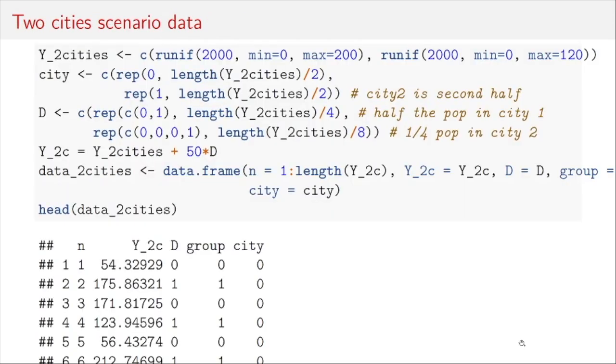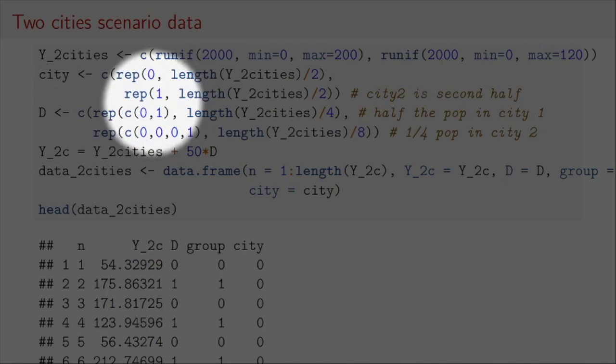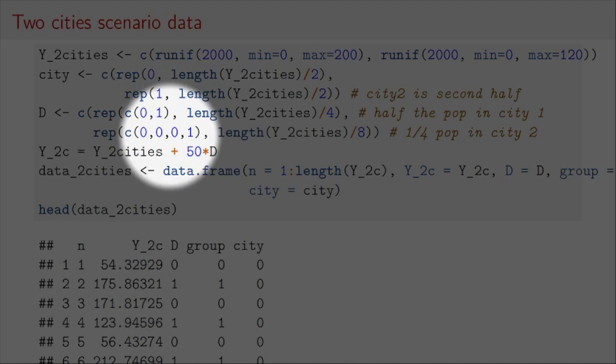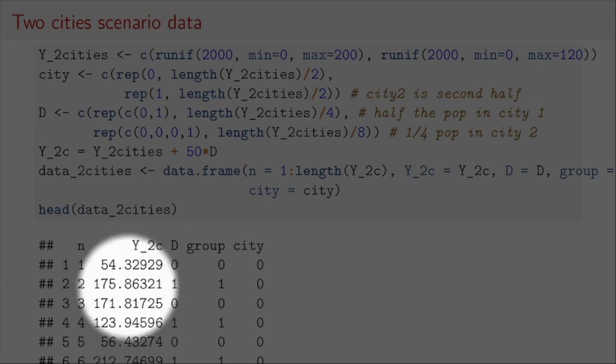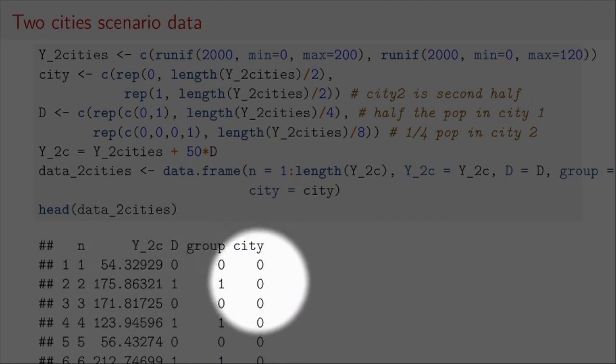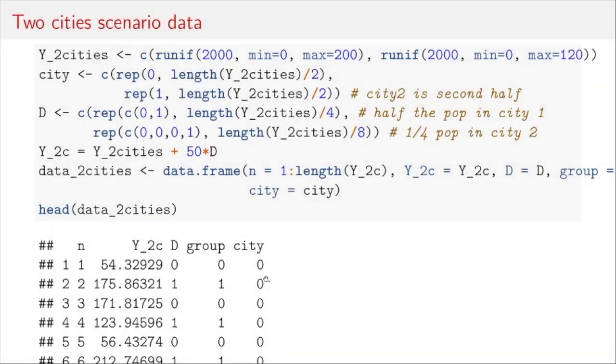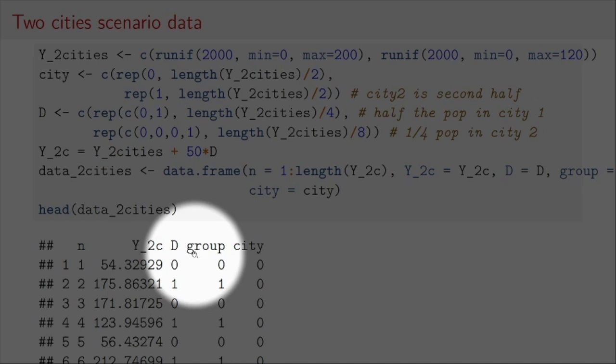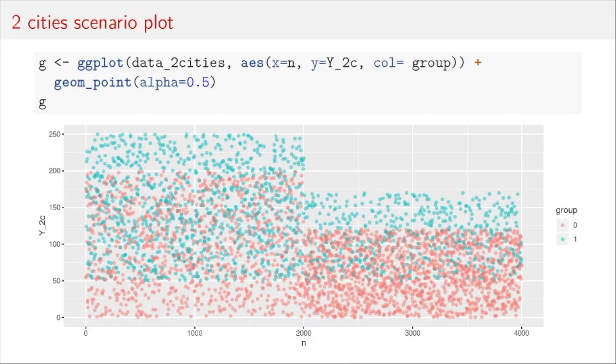So here is the code that simulates this. You have 2,000 people in each of the 2 cities, the second one having slightly lower incomes. And in the first city, every other person receives the transfer, while in the second city, every 4th person receives the transfer. Here is your data with incomes after the transfer, a dummy for the treated group, and this is a dummy for the city. The D dummy and the group are the same, just one of them is used as a factor, the other one is an integer. This is what the data look like.